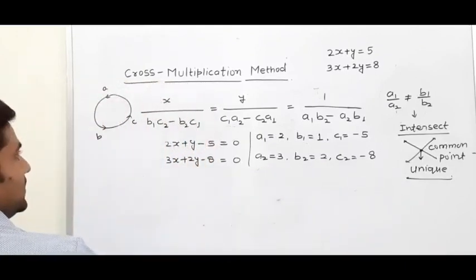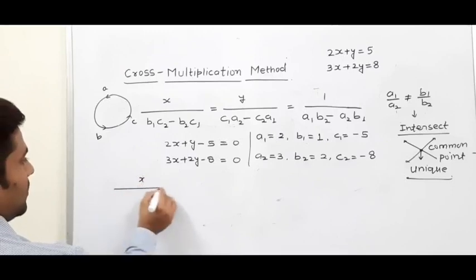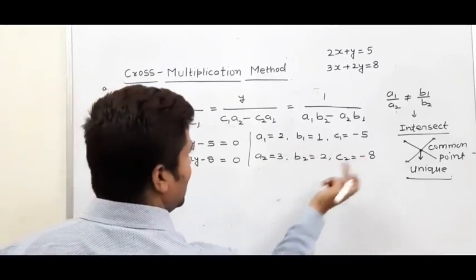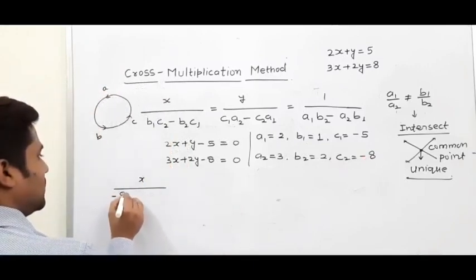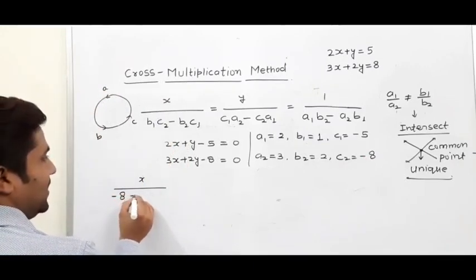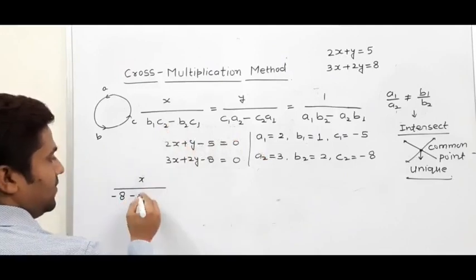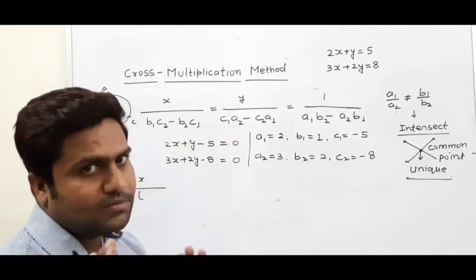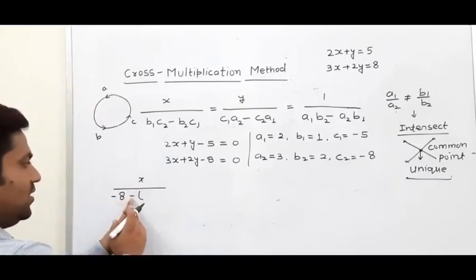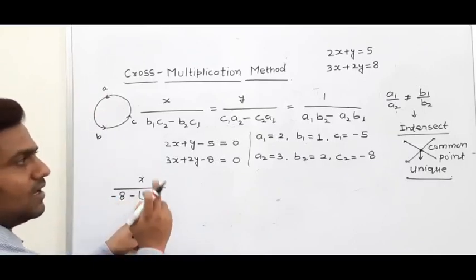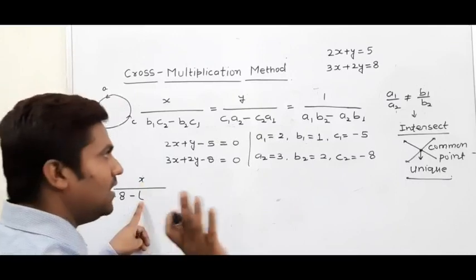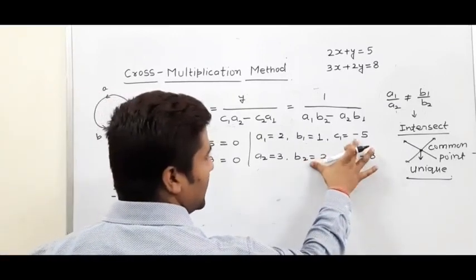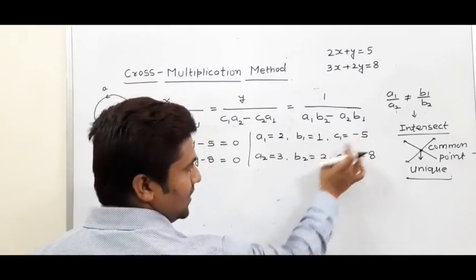What is that? x upon b1 c2. On multiplying, that will be minus 8. And after putting the minus sign in the formula, we just have to make a bracket. Remember, it is again a very important point that I am sharing with all of you, that after putting this negative sign, just make a bracket, which is very, very important. Now b2 c1. After multiplying minus 5 and 2, that is minus 10.